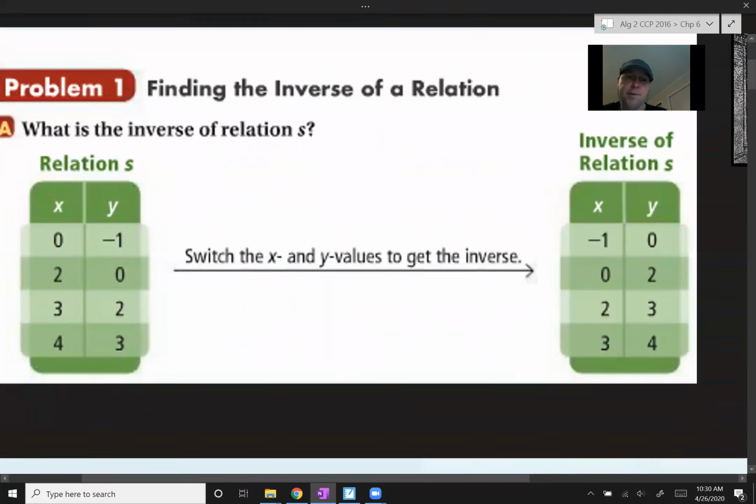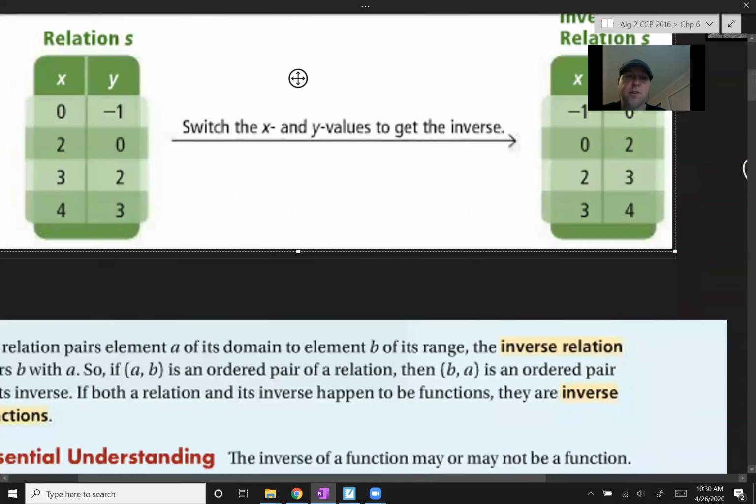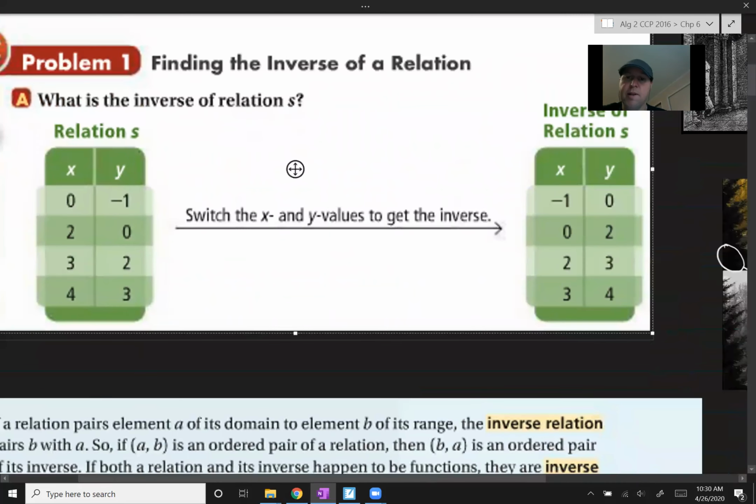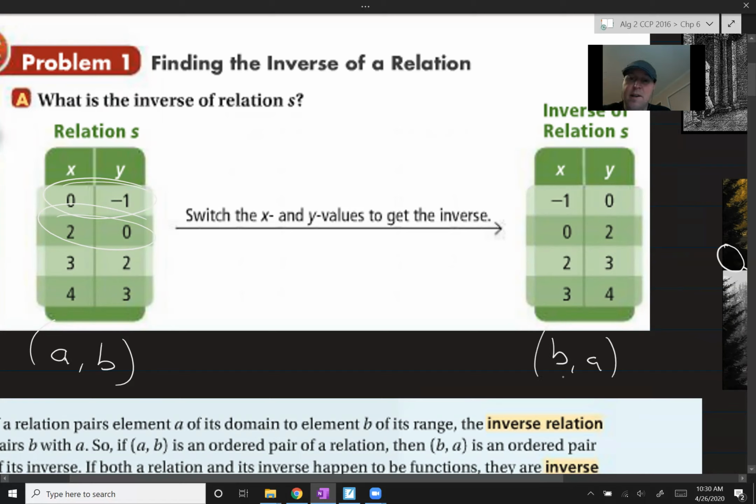Now it's time for math, right? Yay. All right, so here's what we got. We got some ordered pairs. 0, -1. Okay, so this is A and then B for our ordered pair. We could say X and then Y, but I don't want to confuse you because it already says that. Now notice what happens. Everything that was in A is now B, and everything that was B is now in A. So we just flip-flopped them, right?